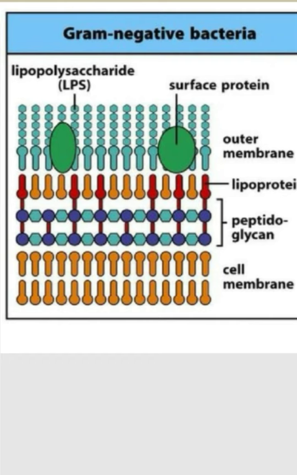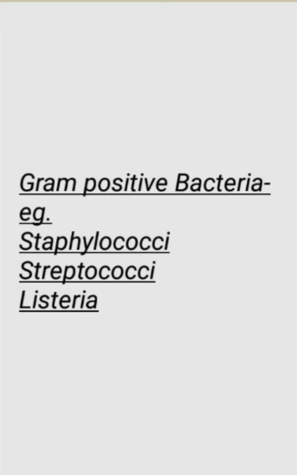Now, let us see some examples of gram-positive bacteria. They are Staphylococci, Streptococci, Listeria, and there are certain kinds of bacilli also. Gram-negative bacteria include Salmonella and Pseudomonas.